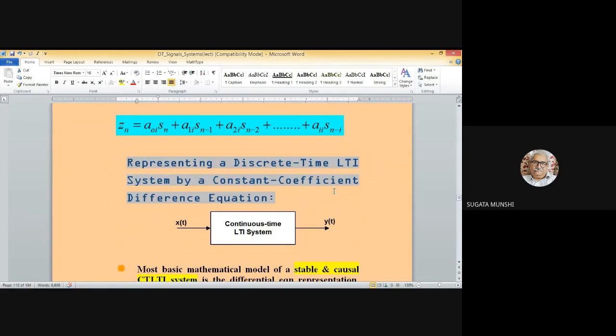We start from a continuous time LTI system. What is the most basic mathematical model of a stable and causal CT-LTI system? In the time domain, it is obviously the differential equation representation, a constant coefficient differential equation representation relating the output to the input. That is the most basic mathematical model of a stable and causal CT-LTI system in the time domain.